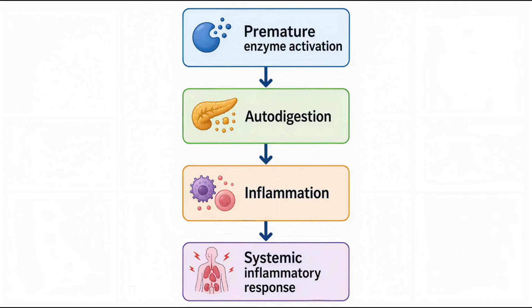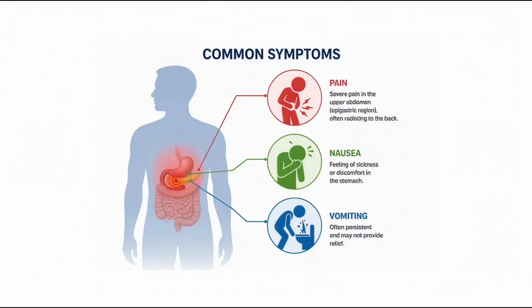Normally, pancreatic enzymes are inactive until they reach the small intestine. In acute pancreatitis, these enzymes become activated prematurely inside the pancreas. As a result, the pancreas begins digesting itself, a process known as autodigestion. This triggers a powerful inflammatory response that may extend beyond the pancreas.